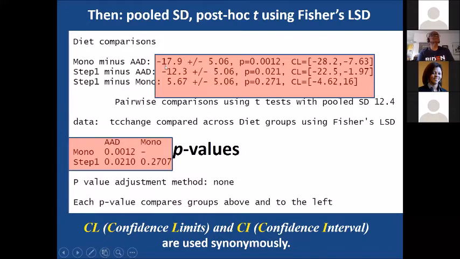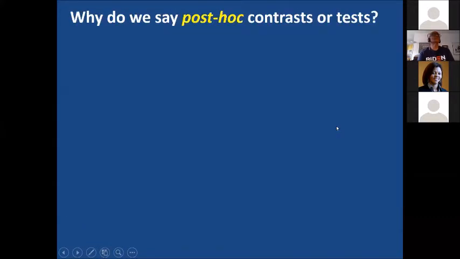What this is saying is this is the difference in the means. This is the standard error of that. This is the p-value, which is also repeated in a summary form. And then it also gives you confidence limits on the difference. CL and CI are used synonymously: confidence limits or confidence interval. Okay. And so this is what one way does for you.